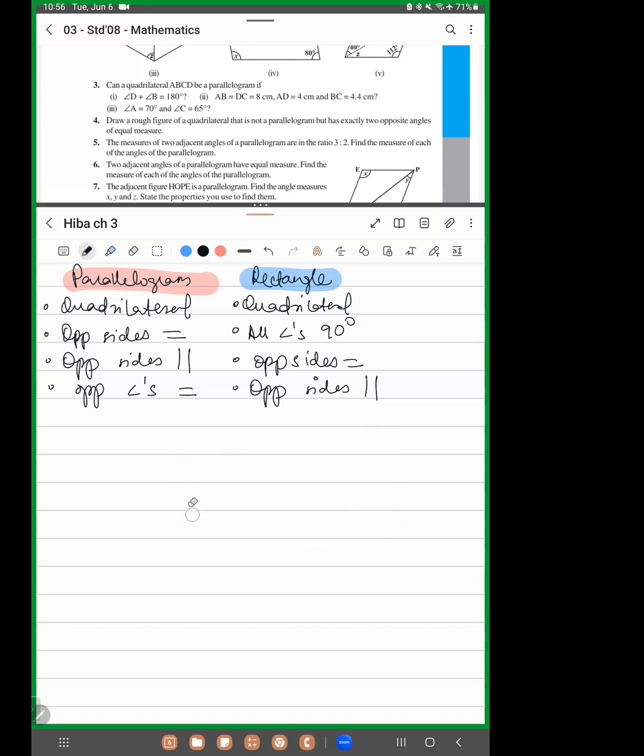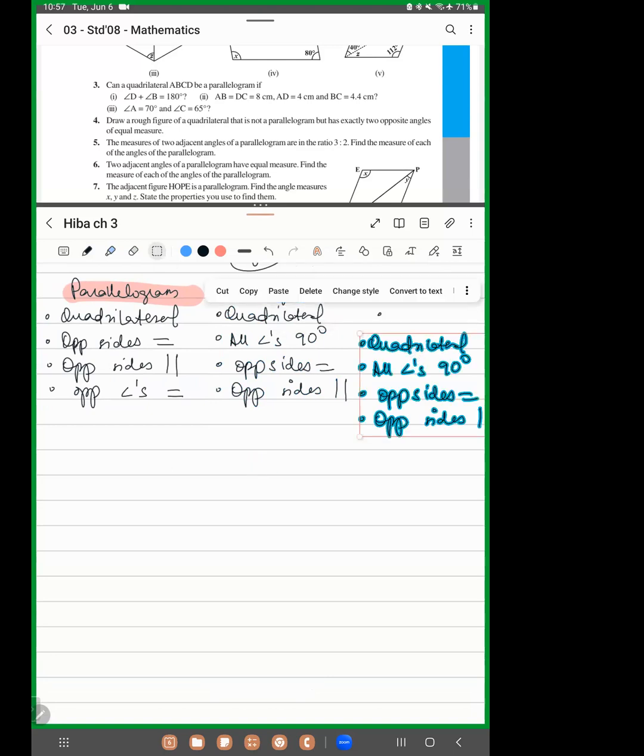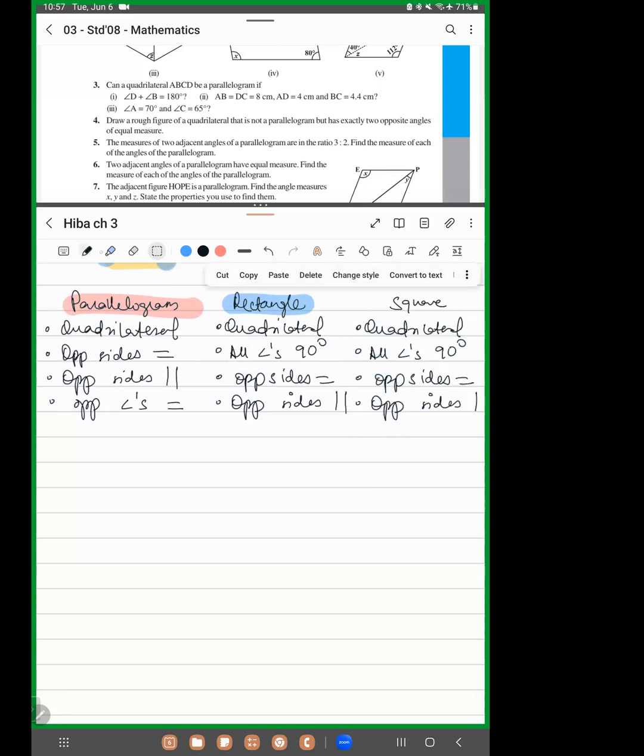Okay. Now let's come to the square. The definition of a square, quickly. Again, it's a quadrilateral with all angles 90 degrees. It is a special rectangle. Yes, but I'm talking about the definition right now. It is a rectangle with all the sides equal and all the angles 90 degrees. But child, in a rectangle all the angles are already 90 degrees. What is the new thing in this?